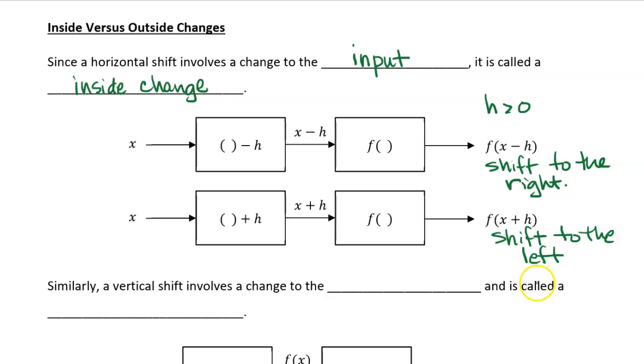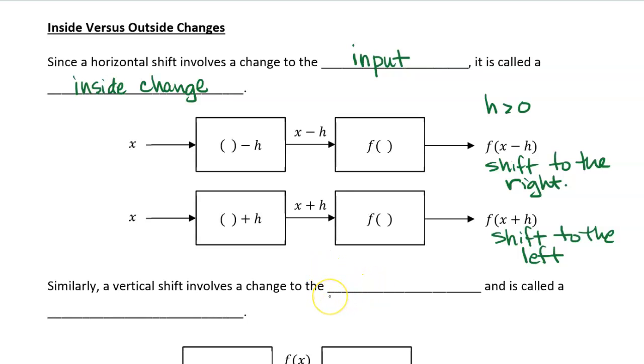Now that seems a little counterintuitive until you think about the fact that we're taking x and adding something to it before we feed it into the function. So the amount of x it takes to achieve the same amount of output is less, right? Because we're adding something to it before we put it in the function.